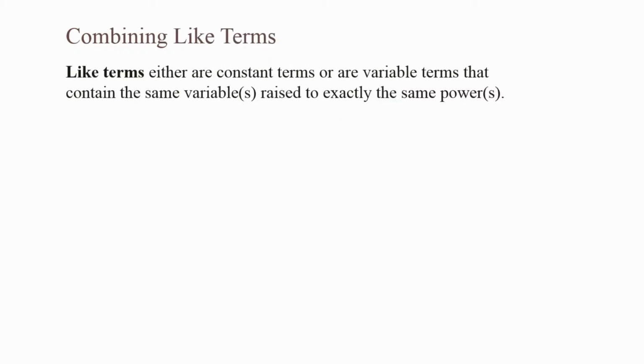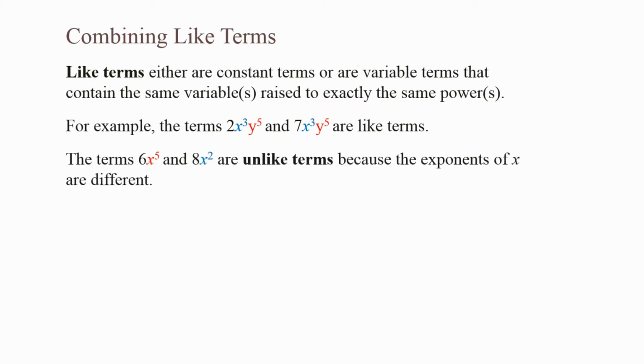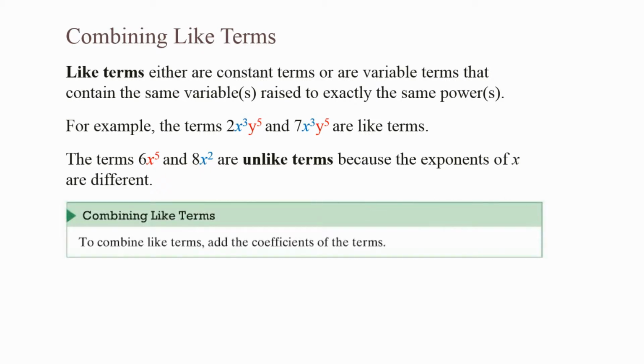Combining like terms. Like terms either are constant terms or are variable terms that contain the same variable or variables raised to the exact same power. For example, the terms 2x to the third y to the fifth and 7x to the third y to the fifth are like terms. The terms 6x to the fifth and 8x squared are unlike terms because the exponents of x are different. To combine like terms, add the coefficients of the terms.